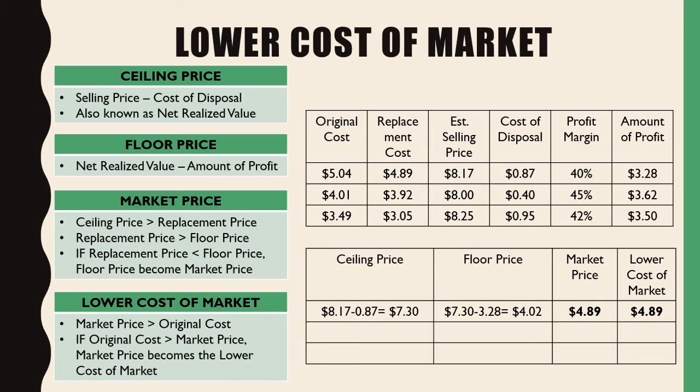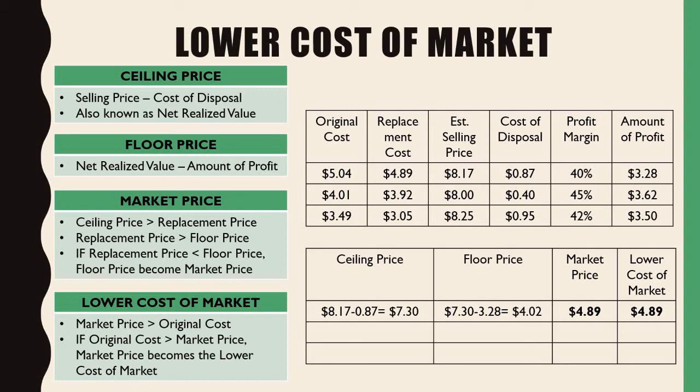Okay, let's go ahead and do the second example here. The original cost that we originally purchased it for was $4.01. The replacement cost is now $3.92. We want to sell it for $8. It's going to cost us 40 cents per item to dispose. And we want a 45% profit, which in this case means I want to earn at least $3.62. With these numbers, let's determine the ceiling price.